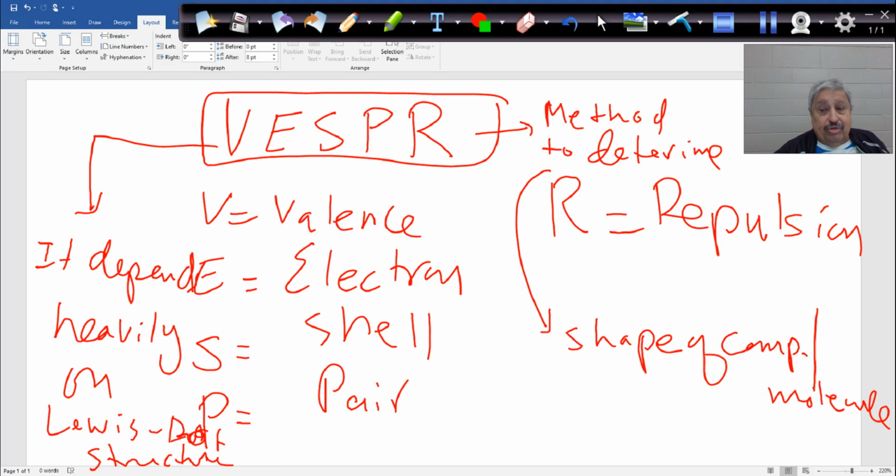The molecule keeps adjusting until it settles into a shape that minimizes what? This repulsion. That's the whole idea of it. So VSEPR is a method that describes the repulsion of electrons until it comes to rest in a stable shape in space, a shape that minimizes this repulsion.